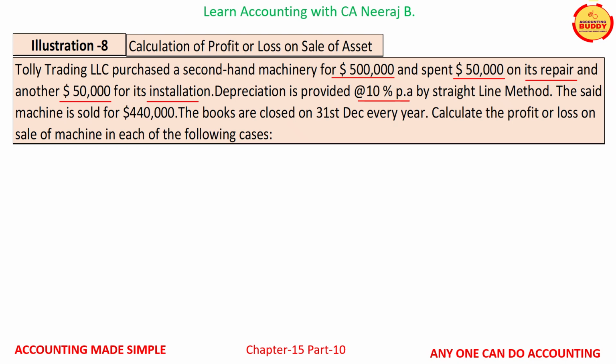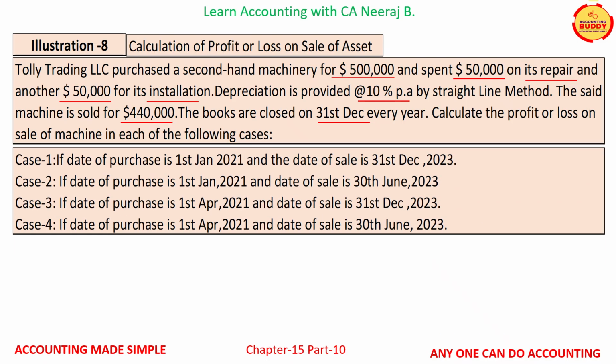The said machine is sold for $440,000. The books are closed on 31st December every year. Calculate the profit or loss on sale of machine in each of the following cases.